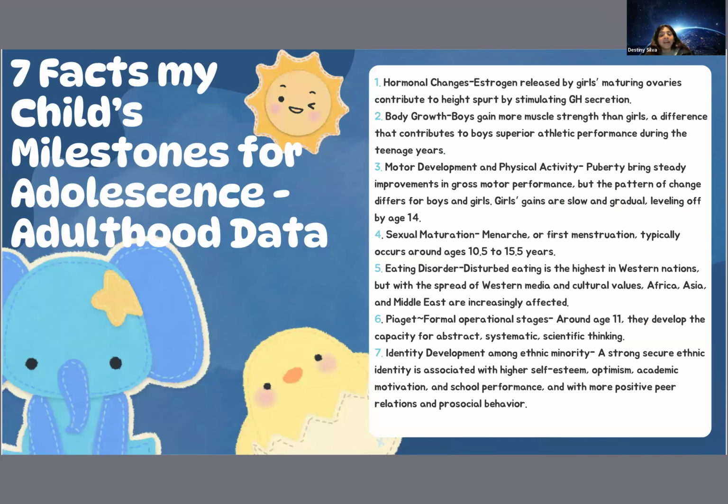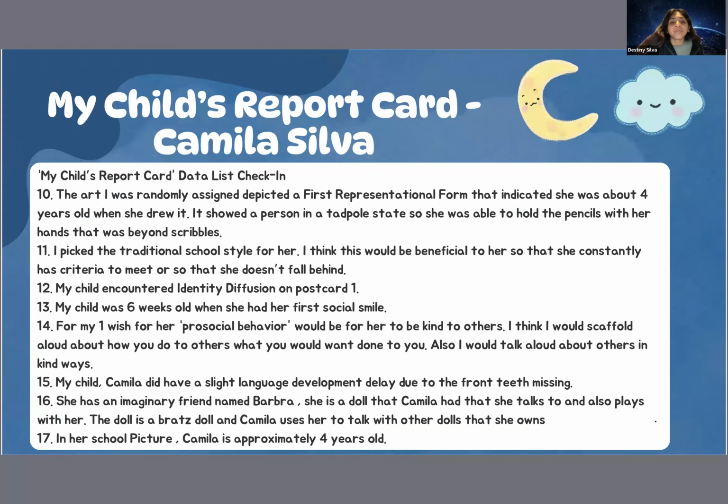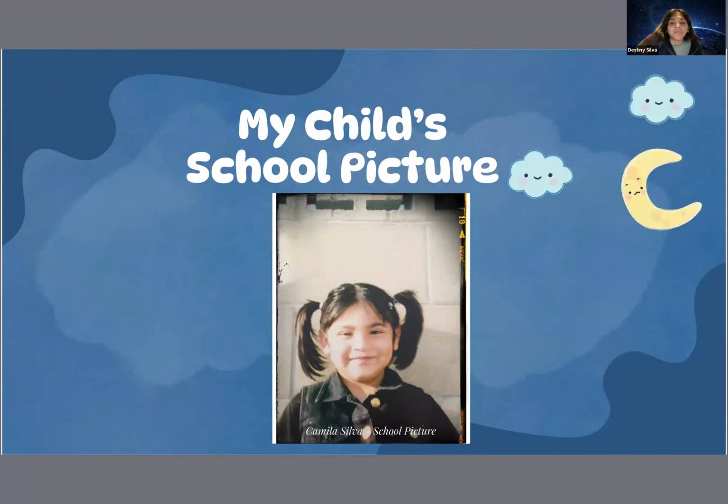Right here are 7 facts. I'll relate fact number 7 to Camila, where she could have a strong tie to her background and her ethnicity, which would then help her perform better. Right here is my child's report card, a picture, and that is all.